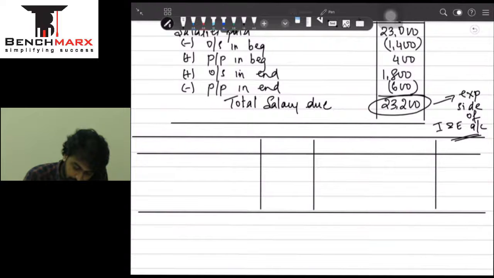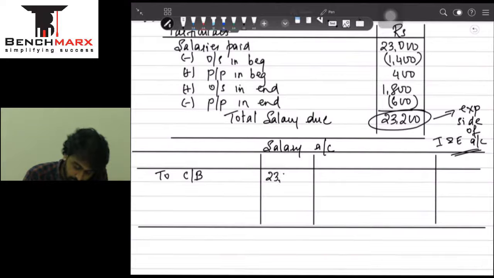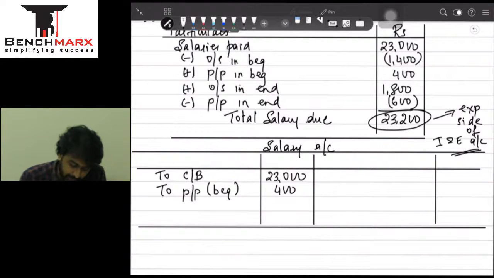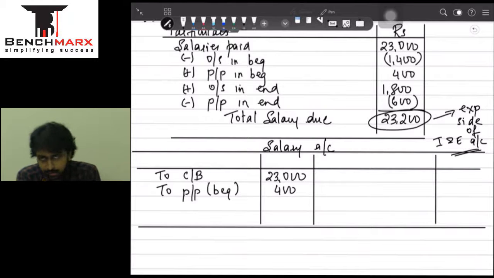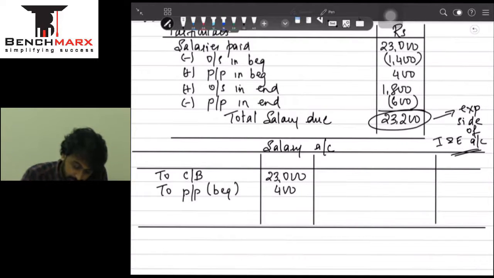This is a salary account. So what I'll do is to cash bank, that is 23,000, to prepaid salary, to prepaid in the beginning, because ye add karna hai apne ko 400, it is transferred from prepaid to salary. So prepaid is an asset, to mujhe salary debit karna padega and asset close karna padega, that is to prepaid. Then add outstanding in the end, so to outstanding salaries in the end, 1800.